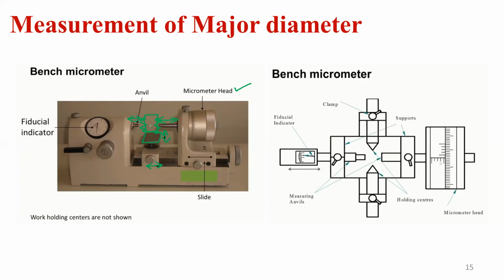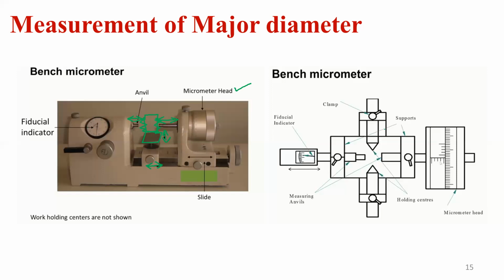So in order to avoid that, there is a fiducial indicator which shows the pressure applied on the screw thread. If you rotate the micrometer head, the spindle will contact with the screw thread. So this applied force is transmitted to the anvils. So these anvils show the applied pressure on the fiducial indicator. In order to apply uniform pressure on all the workpieces, we use the fiducial indicator.